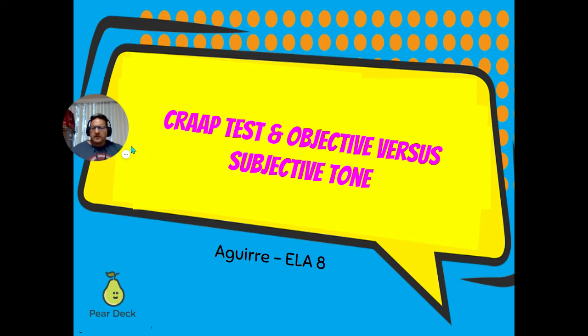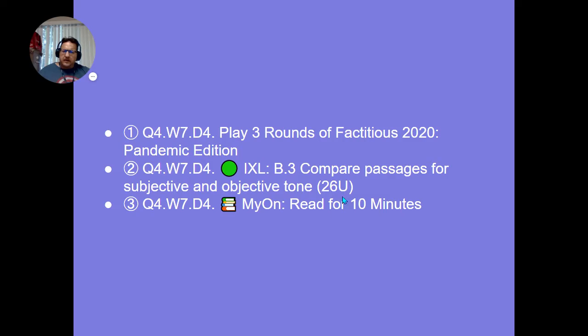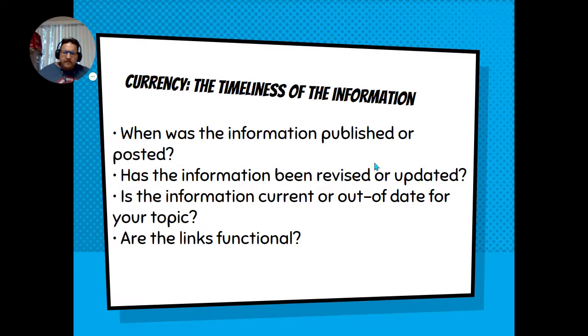All right, so the first thing that we're going to do today is take a look at the idea of what they call the CRAAP test. So yeah, CRAAP. It's an acronym. The first thing is currency. So here are some questions to ask. But to break it down, the question really is, is this too old? Is the source too old to be useful?